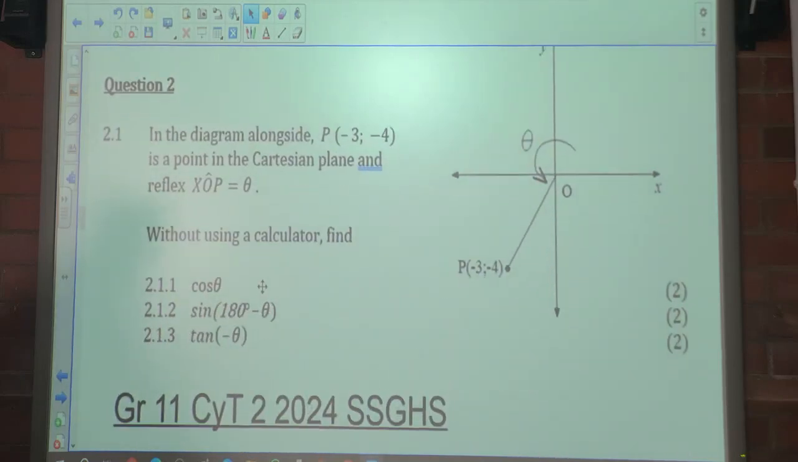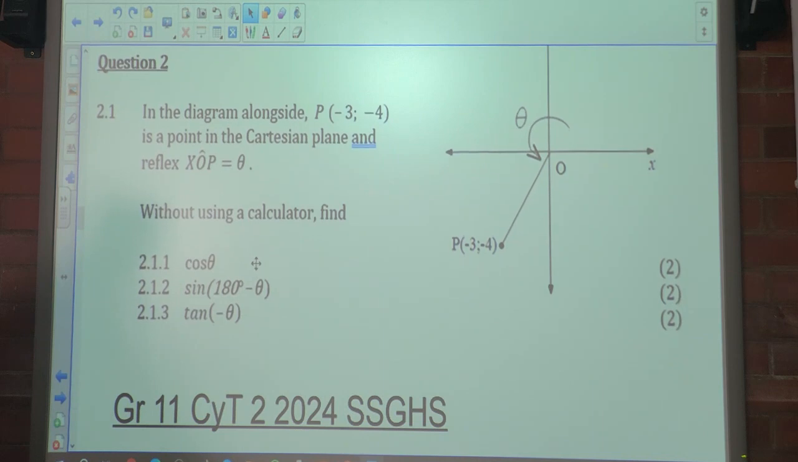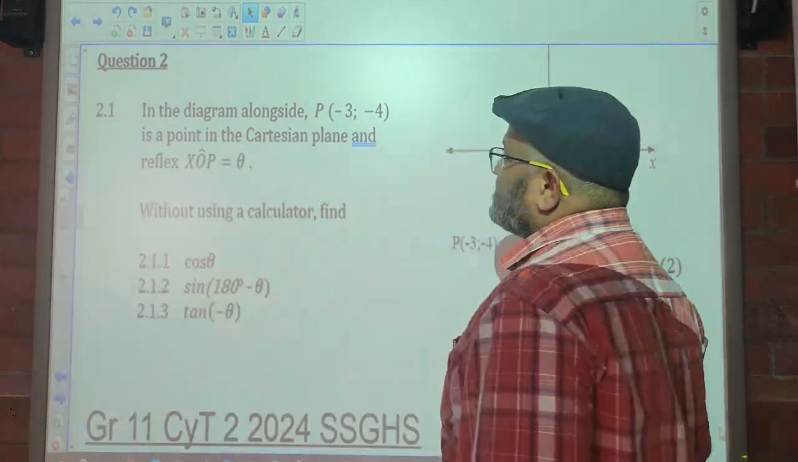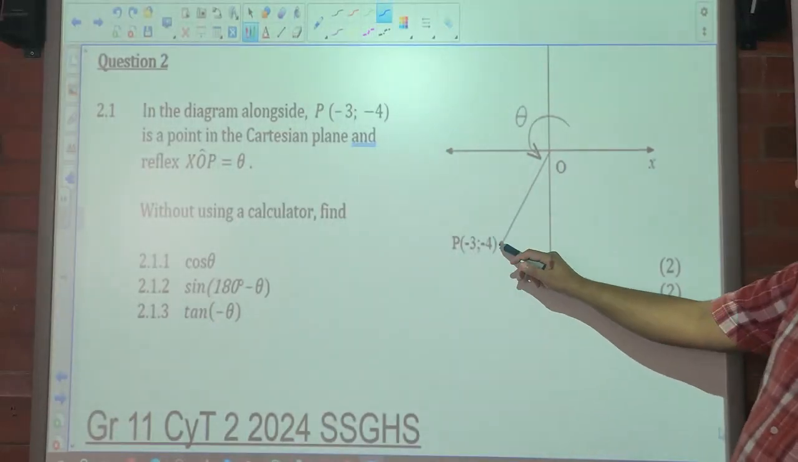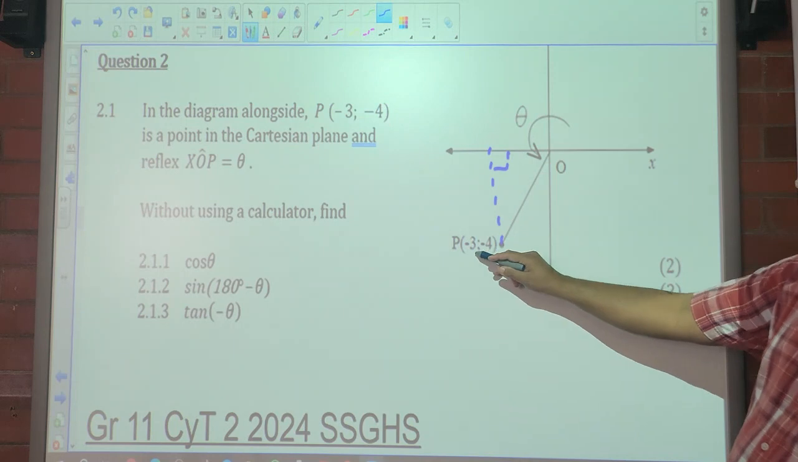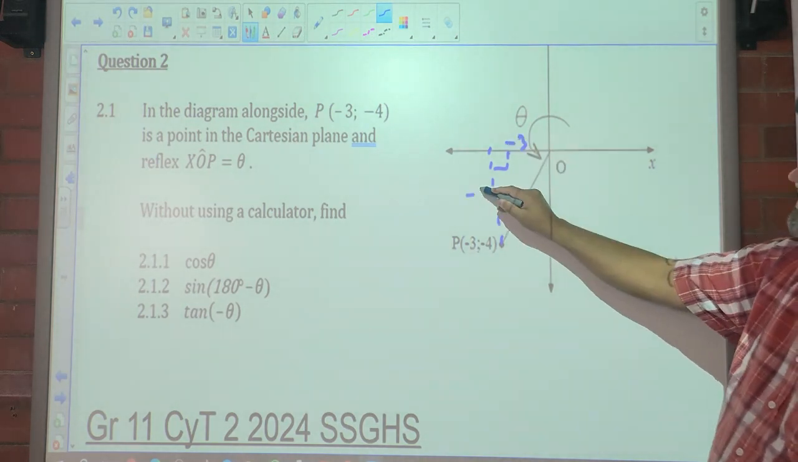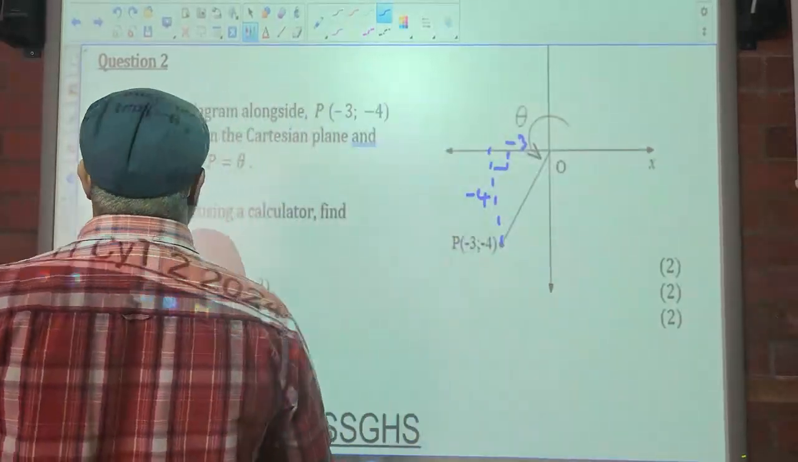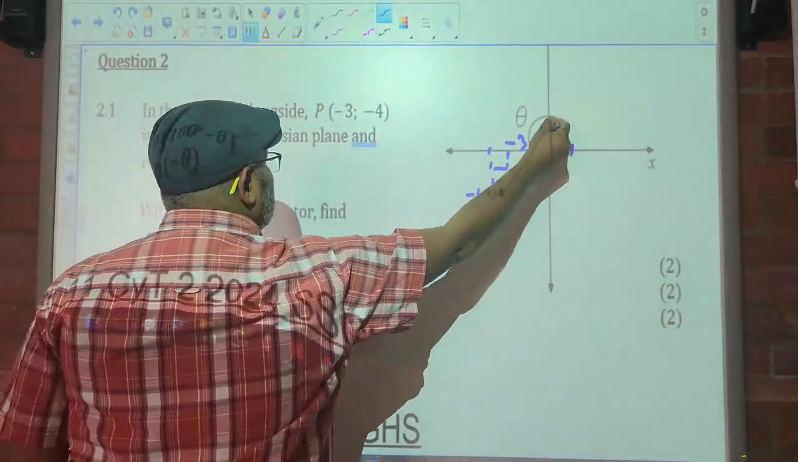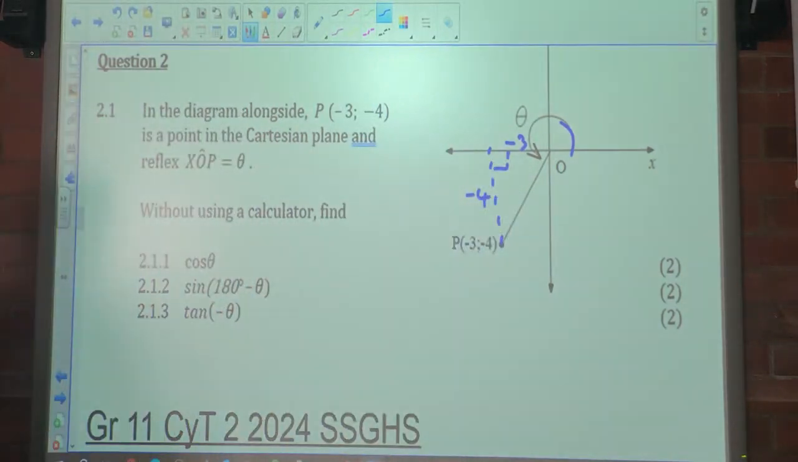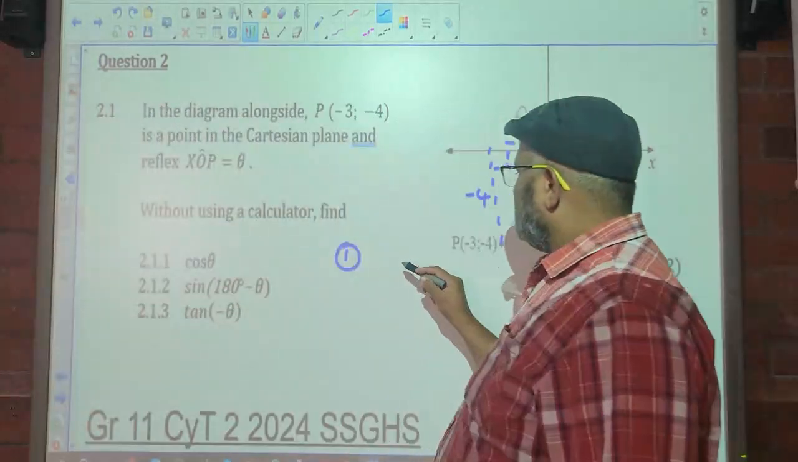Alright, here we go. Most of you got these marks. In the diagram alongside, P is the point (-3, -4) in the Cartesian plane. That's an x and a y, so that is negative 3, that is negative 4. The reflex angle, this outer angle here, is going to be your theta. Without using a calculator, find cos theta.